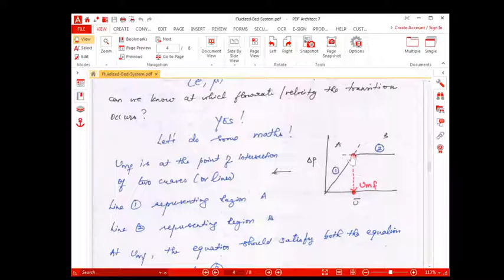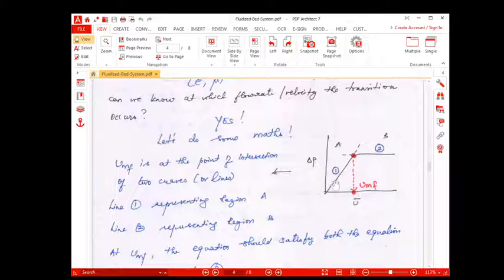We want to find this point, which can be thought of as the point of intersection of two curves or two lines, as you see here: line 1 and line 2. If I have an equation for line 1 and an equation for line 2, this point, the UMF point, satisfies both line 1 and line 2.